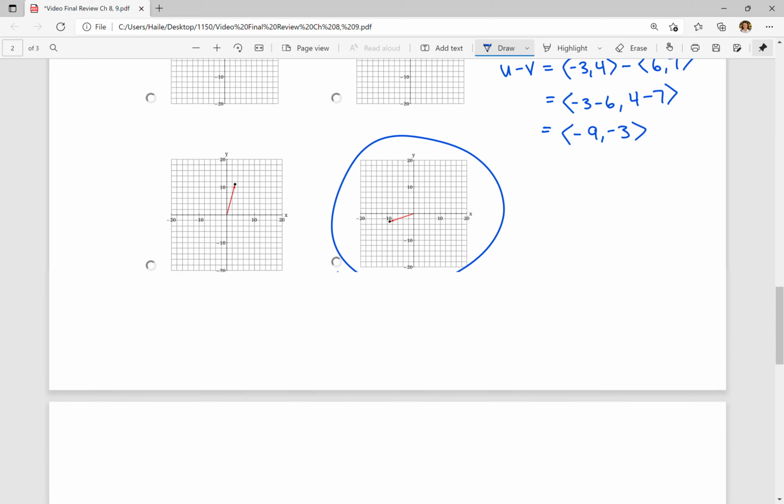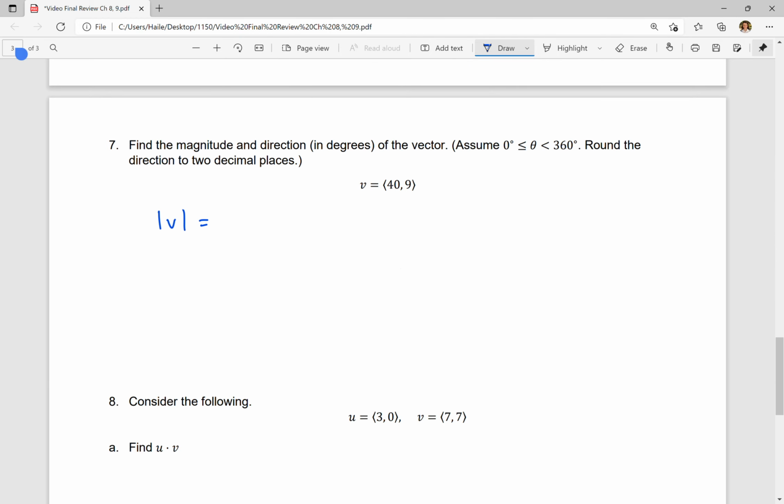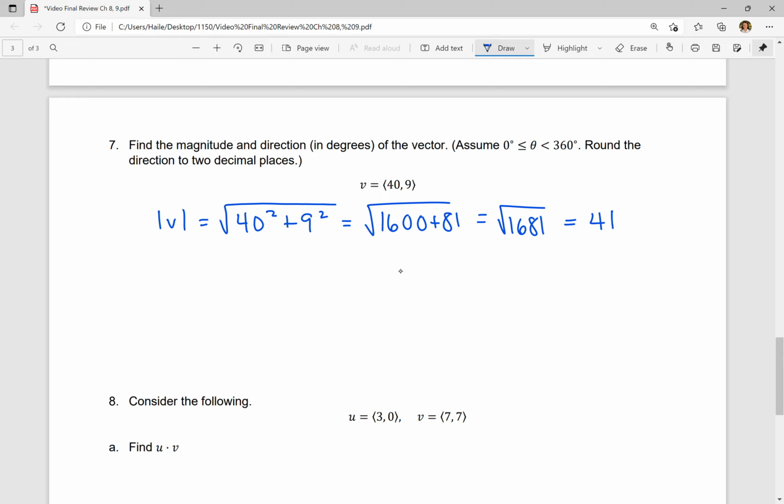So for the magnitude of a vector, we're just going to take the square root of 40 squared plus 9 squared, which is the square root of 1600 plus 81, which is the square root of 1681, which seems like a really strange number, but if you plug this into your calculator, you'll actually find that it is a perfect square, and the square root of 1681 is actually just 41. So that's going to be the magnitude of our vector.